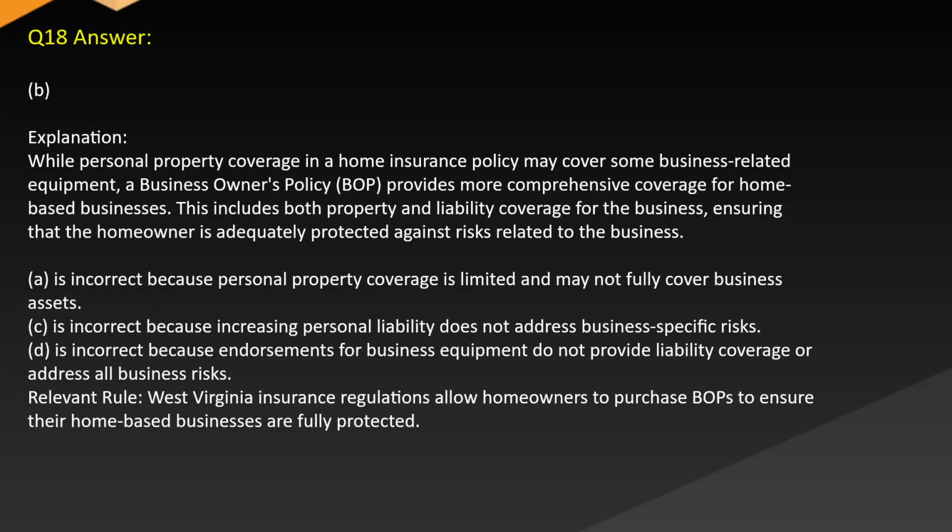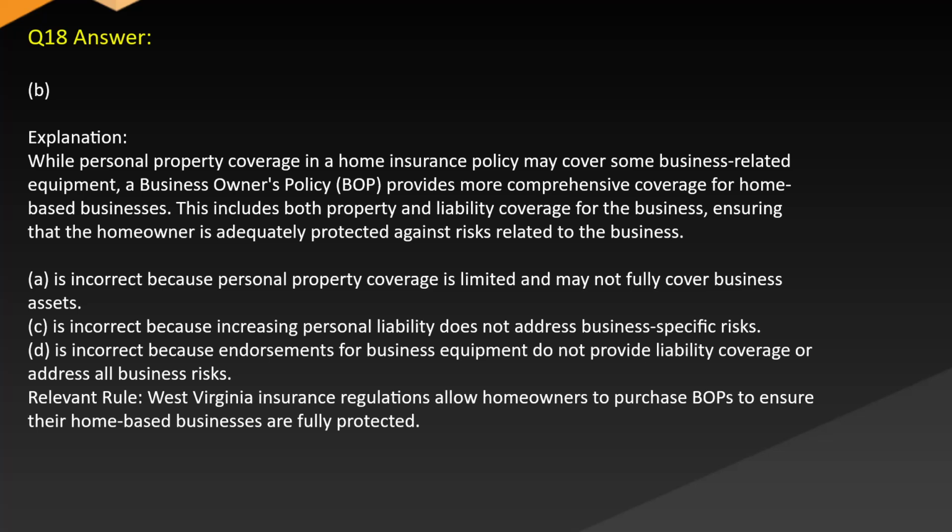Answer: B. Explanation. While personal property coverage in a home insurance policy may cover some business-related equipment, a business owner's policy (BOP) provides more comprehensive coverage for home-based businesses. This includes both property and liability coverage for the business, ensuring that the homeowner is adequately protected against risks related to the business. A is incorrect because personal property coverage is limited and may not fully cover business assets.